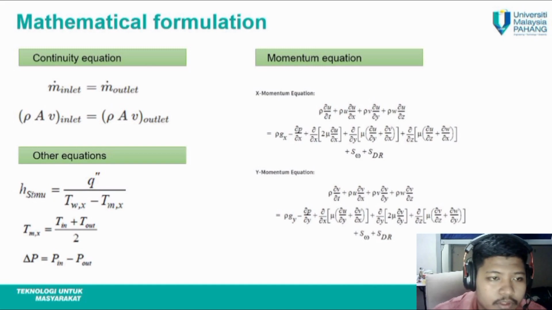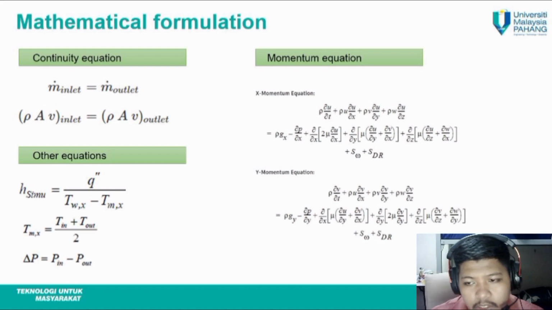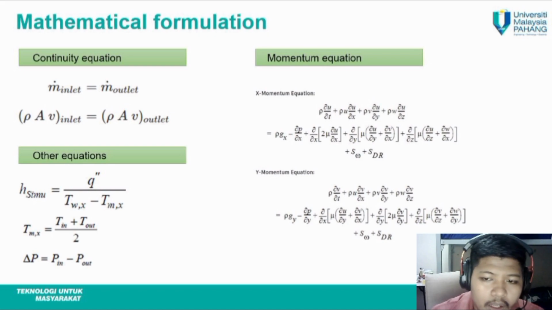So this is the mathematical formulation. First we have the continuity equation, the momentum equations, the x-momentum equation and the y-momentum equation. Some other equations were used in order to find the heat transfer coefficient, the pressure drop and the mean temperature along the heat exchanger. So that's all from me.